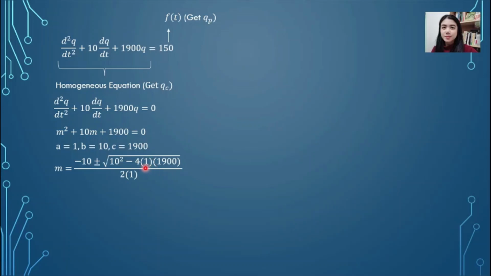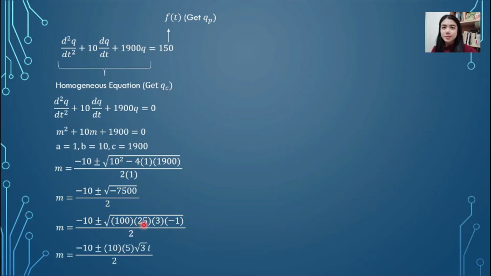Let's simplify the things inside the square root. If you simplify, you will have negative 7,500. And this negative 7,500, you can split into 100 multiplied by 25 multiplied by 3 multiplied by negative 1. The square root of 100 will give you 10, the square root of 25 will give you 5, the square root of 3 will still be square root of 3, this one you cannot simplify. But the square root of negative 1 will give you i. 10 multiplied by 5 will give you 50. Let's simplify it, we have your value m. And this means that your alpha is negative 5, your beta is 25 square root of 3.